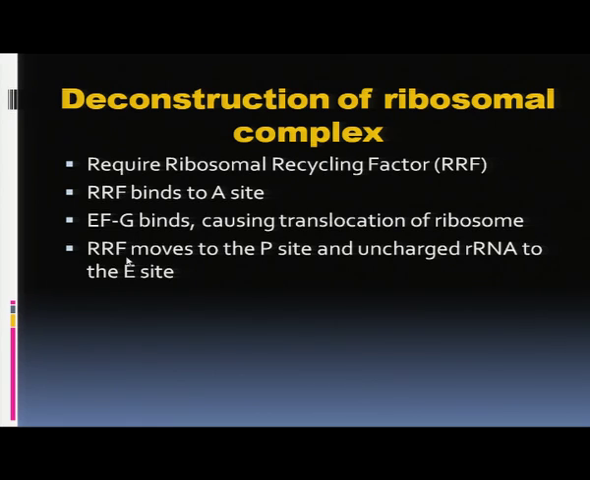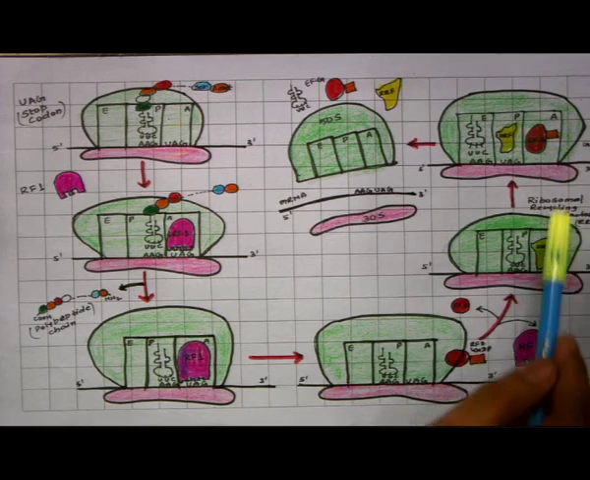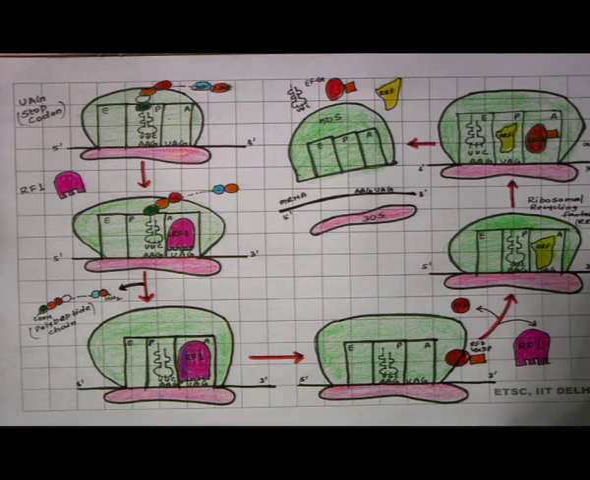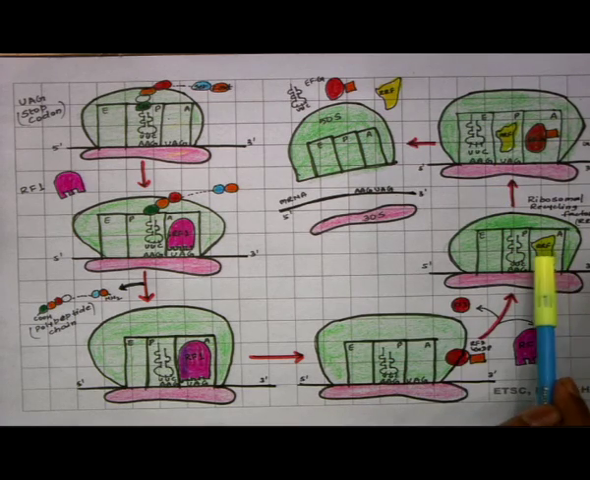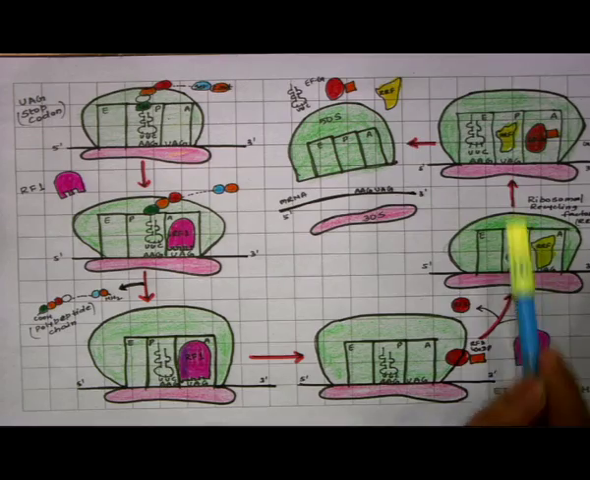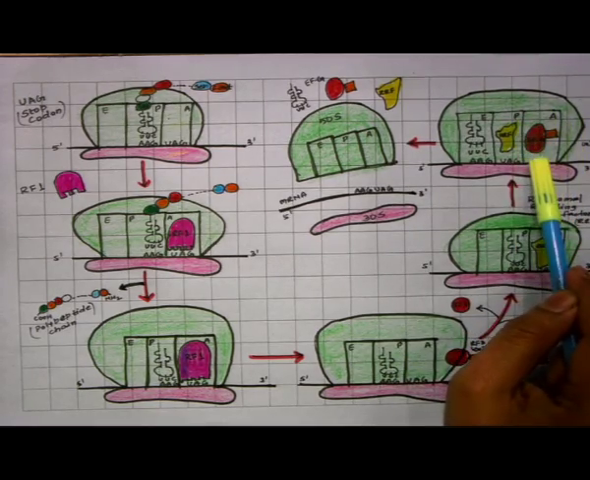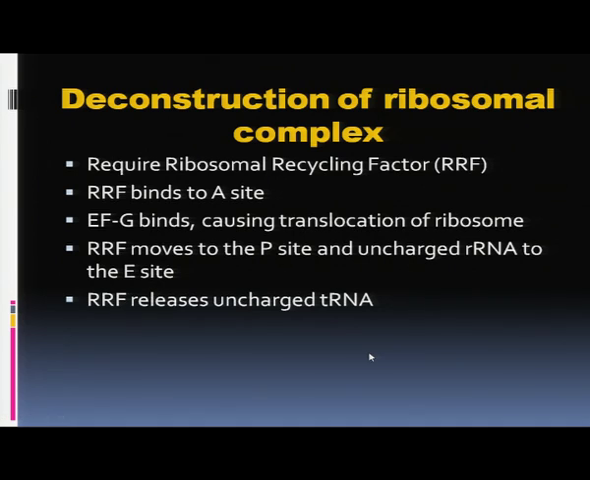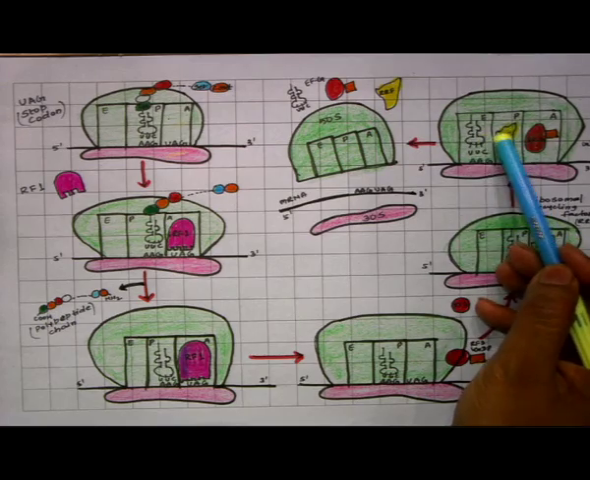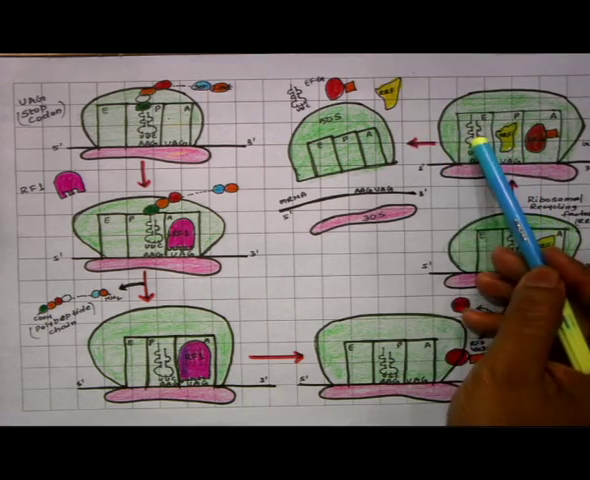Ribosomal recycling factor moves to the P site and uncharged transfer RNA to the E site. You can see when the ribosome moves one triplet codon ahead, this uncharged transfer RNA will reach the E site. The ribosomal recycling factor will reach the P site, and at the A site elongation factor G will be there. Ribosome recycling factor releases the uncharged transfer RNA. This factor will help in the release of the uncharged transfer RNA from the ribosome.